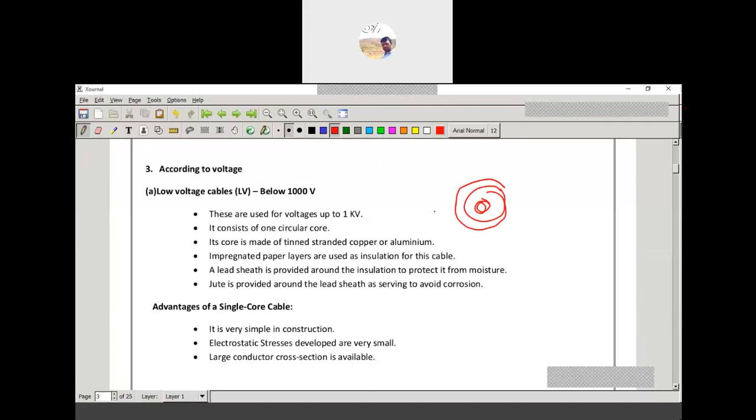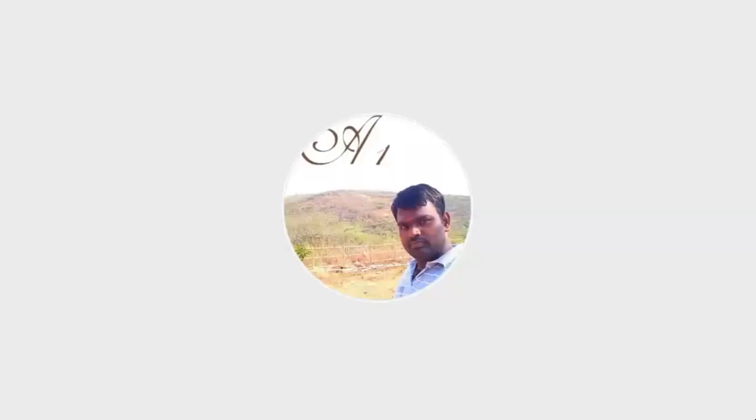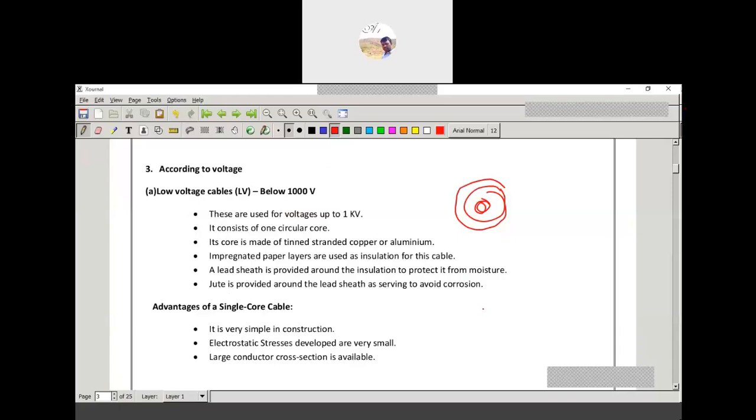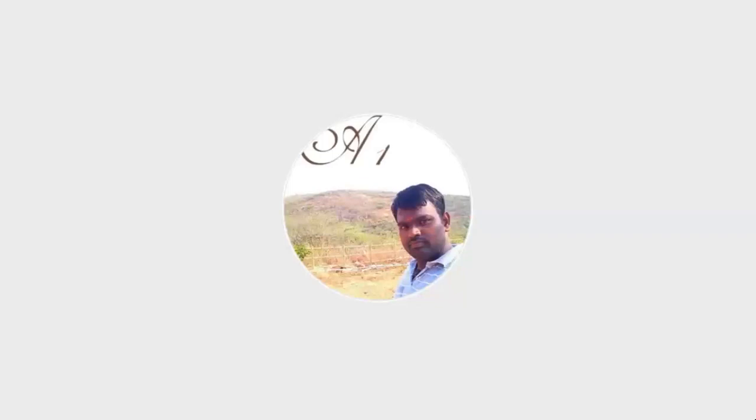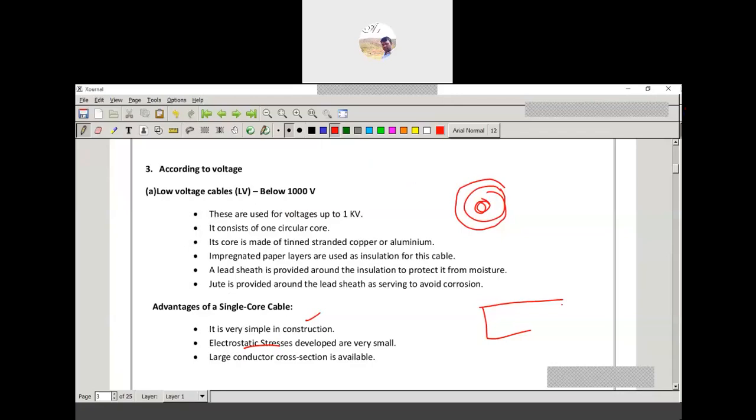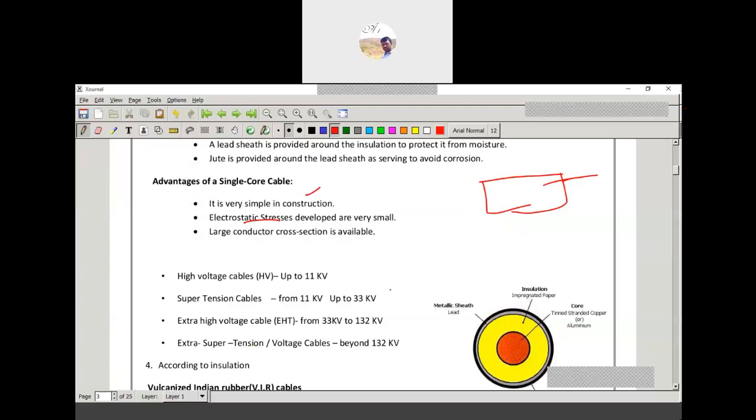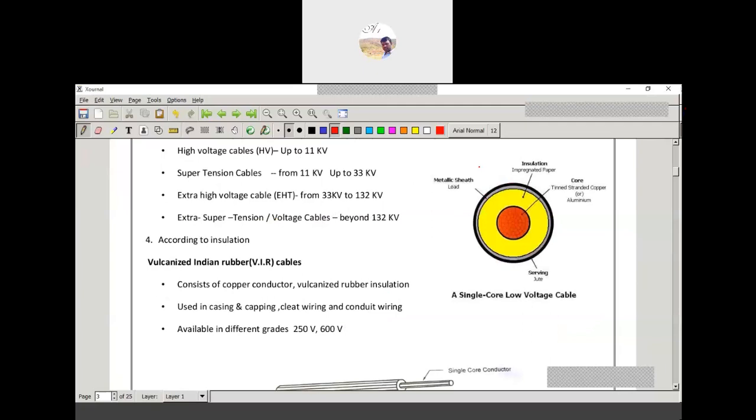Now we can see the multi-core cable. If there are more conductors, beyond single core and double core, it is called a multi-core cable. For example, for the voltage range of 6.6 kilovolts, that is 6,600 volts, it will consist of either circular cores or shaped cores. Circular cores are rounded, and shaped cores are triangular in shape. The core is made up of tinned standard copper or aluminum.